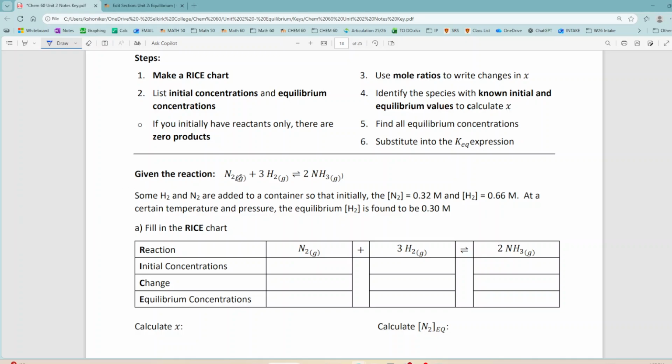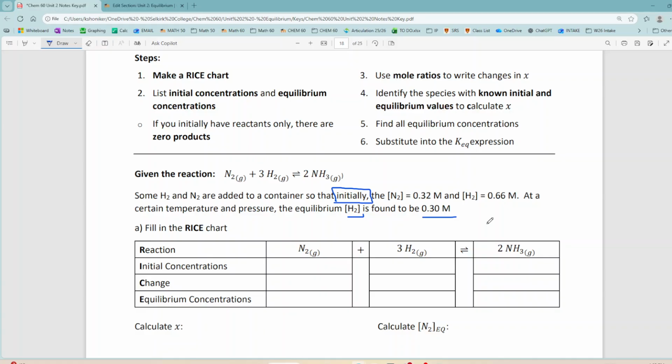So in this first example, I have nitrogen and hydrogen making ammonia. What's going to happen is the question says some hydrogen and nitrogen are added to a container so that initially the concentration of nitrogen and hydrogen is, and then at a certain temperature and pressure, the equilibrium of hydrogen is found to be. So what they've given you here is the amount that was put in the container to react. That's your initial concentrations. And then they let it sit until it reached equilibrium. And then they've given you an equilibrium concentration as well.